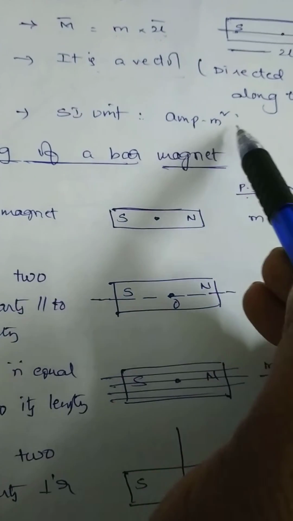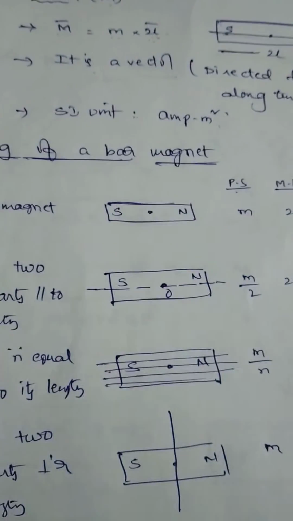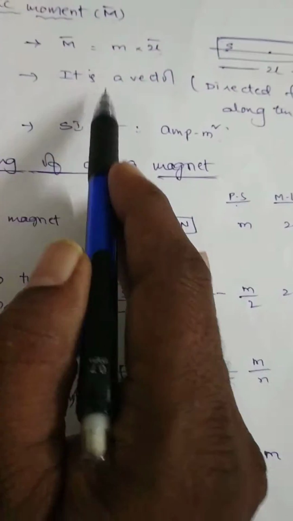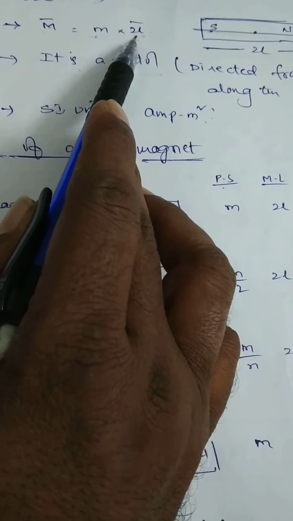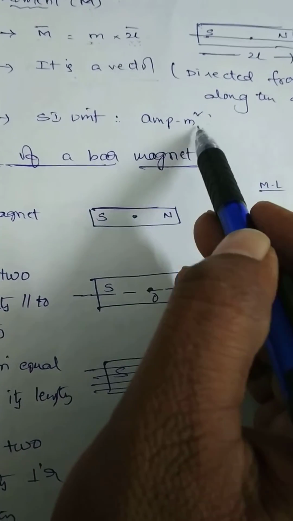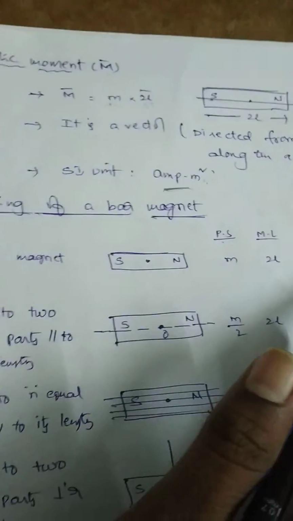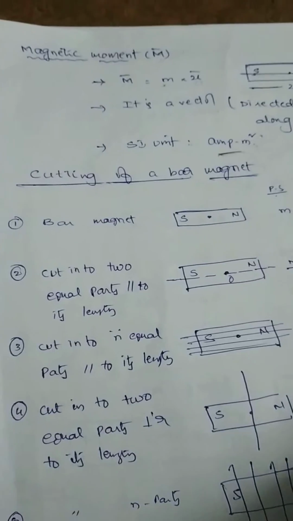The SI unit is ampere meter square. Why is it ampere meter square? Pole strength is represented in ampere meter, and length is represented in meter. Ampere meter into meter gives ampere meter square. This is the concept about magnetic moment.